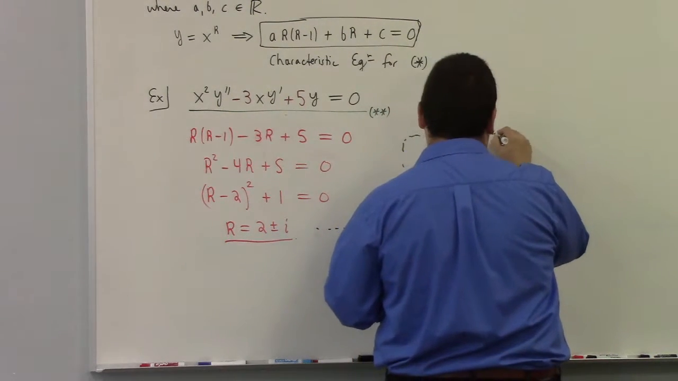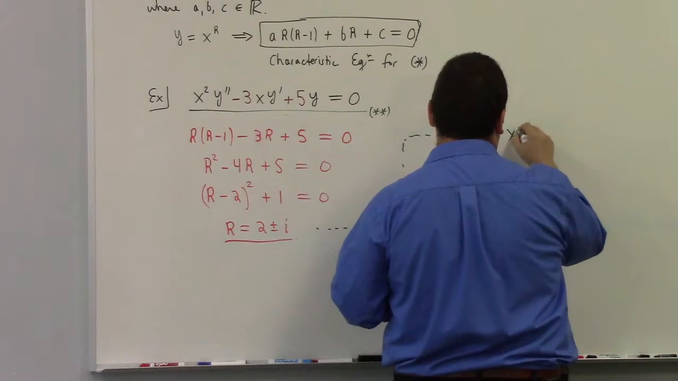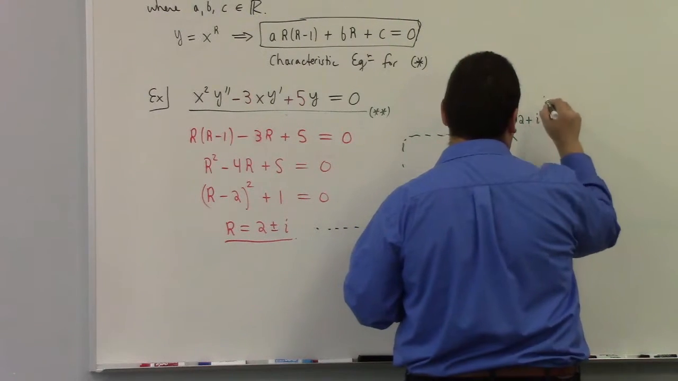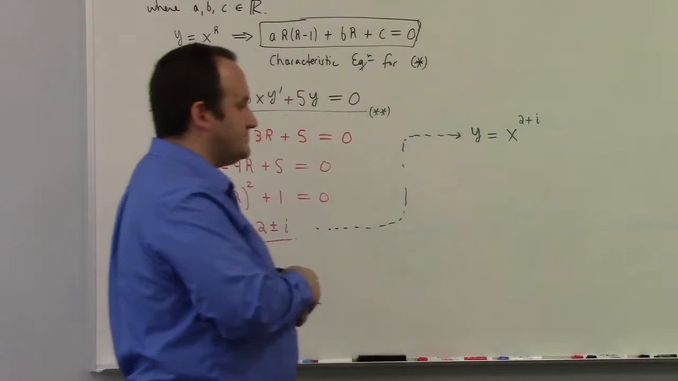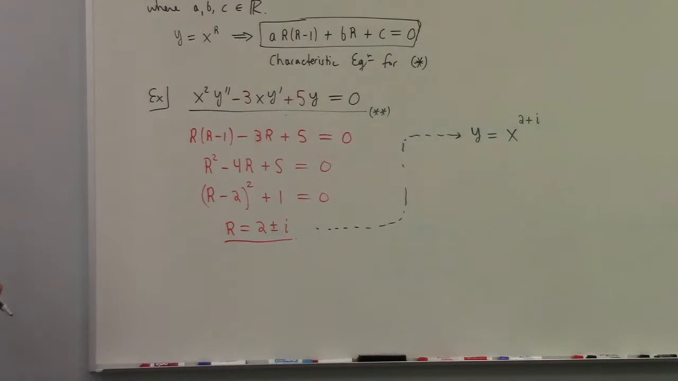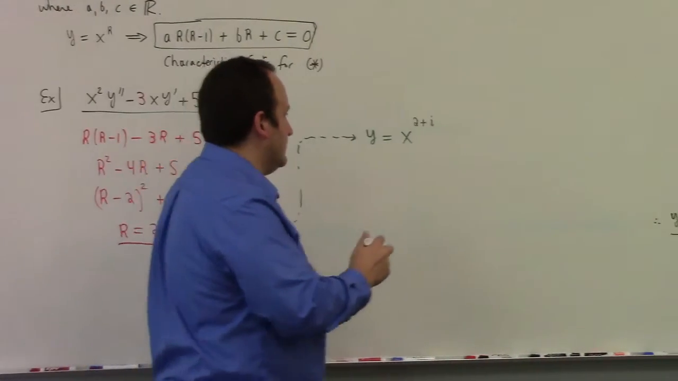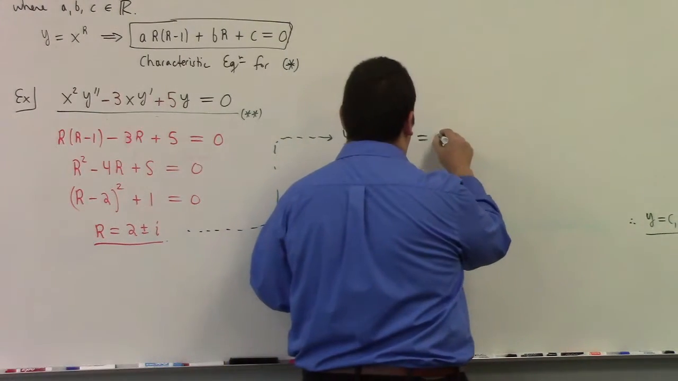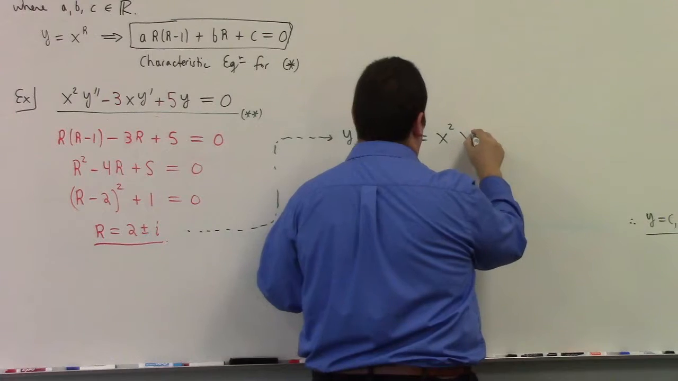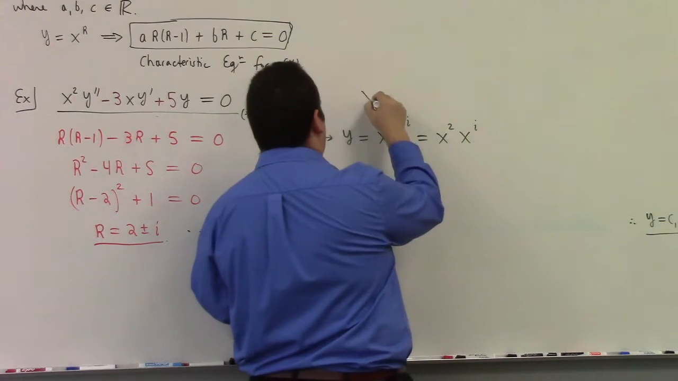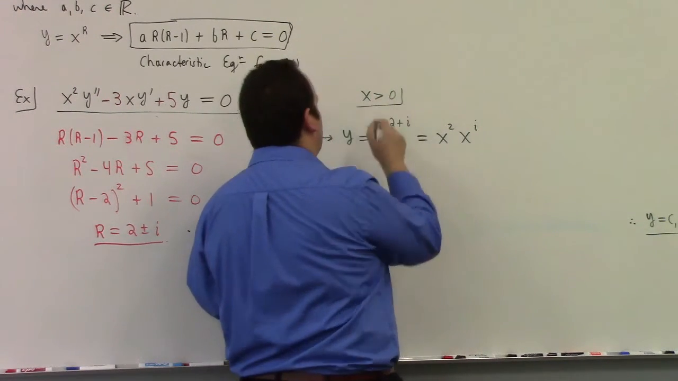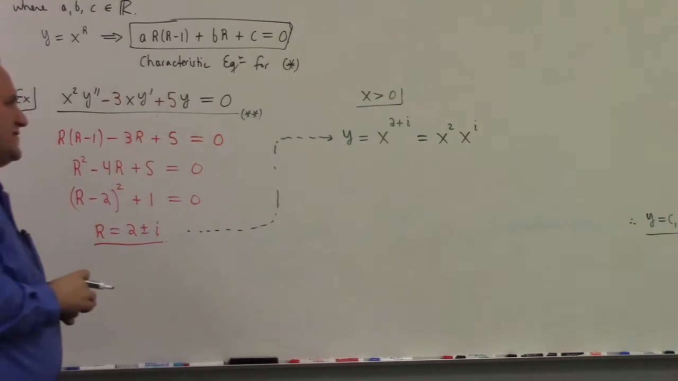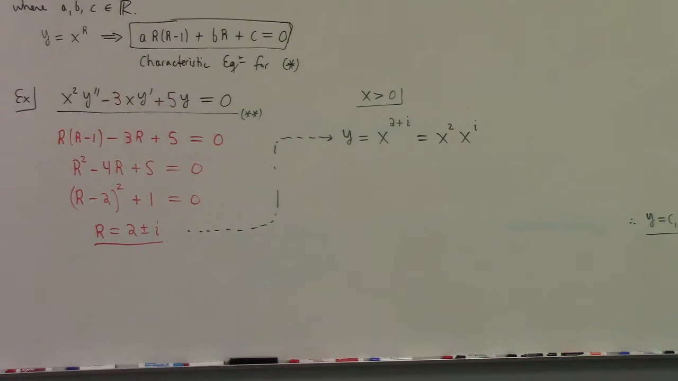So I'm looking at y equals x to the 2 plus i. The way this is defined is that this is simply x squared times x to the i. This makes sense, by the way, because we were looking at x greater than 0. There's a larger discussion in complex analysis. x, like z to a complex power, is generally not a single thing. It's a set of values.